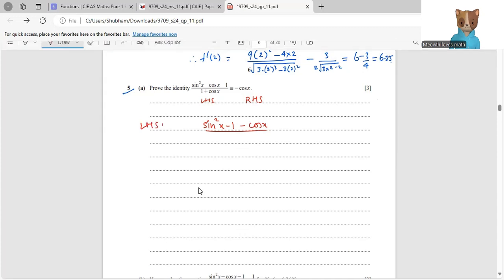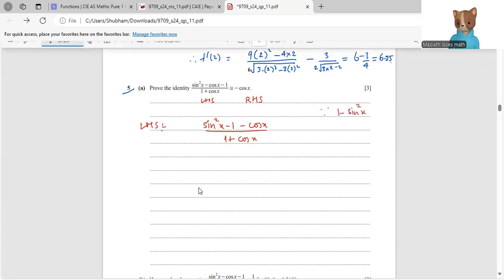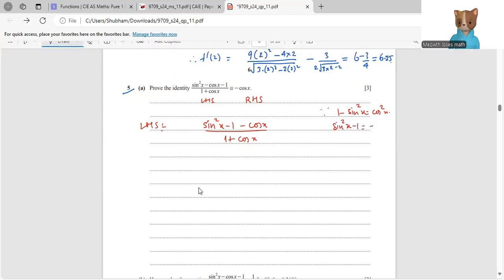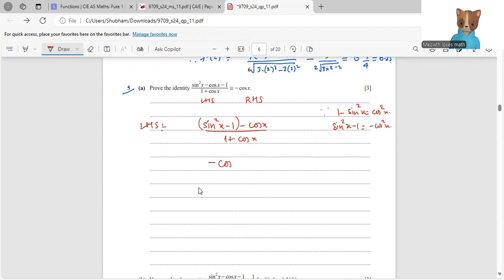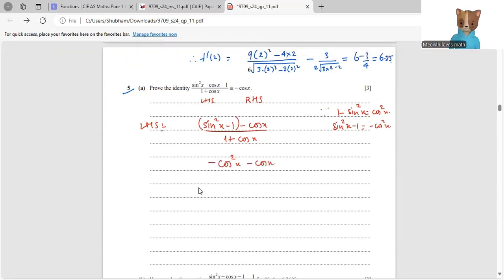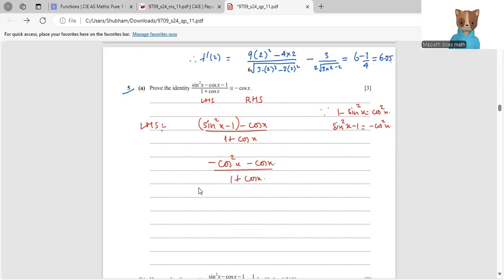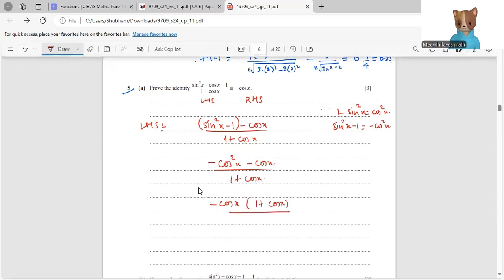I'll always start from the LHS, and in the denominator, I have 1 plus cos x, right? Now we know that 1 minus sine square theta is equal to cos square theta. So if I write it as sine square x minus 1, that will be equal to negative cos square x, isn't it? So using this, I can simply write this as negative cos square x minus cos x over 1 plus cos x, right? Now, can I take negative cos x common from the numerator? Yes. So I'll get 1 plus cos x, and in the denominator, we already have 1 plus cos x, which cancels out. Hence proved: negative cos x.